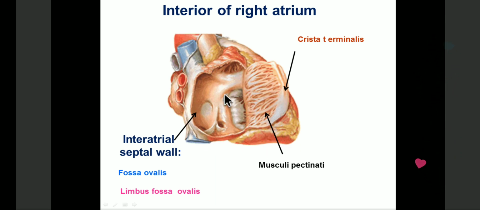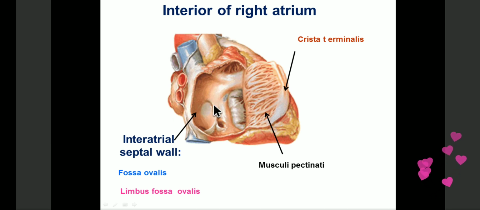If we look at the interatrial wall of the right atrium, we can see a small depression between the two atria, because on the left side of this is going to be the left atrium. So from the right atrial wall, what you can see in the interatrial septum is a small depression which we call the fossa ovalis, which is just the remnant of the septum primum, which was the interatrial septum developing during intrauterine life.